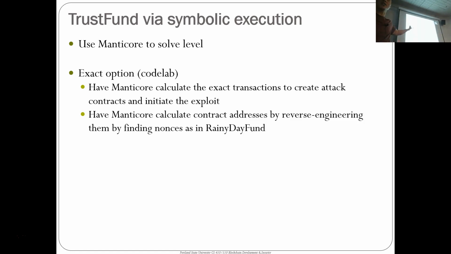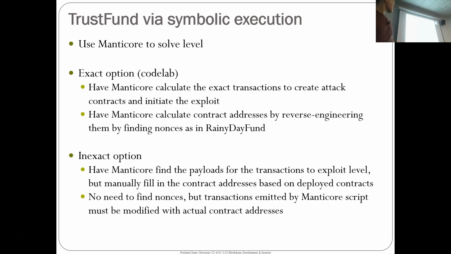We have gone through and done this exactly. Or the other thing you can do is the inexact option, which is to have Manticore just find the payloads and then manually fill in the contract addresses, because it's going to generate incorrect addresses unless given the correct nonces. So this is the second option if you can't get the exact option to work. I am going to walk through the exact option.